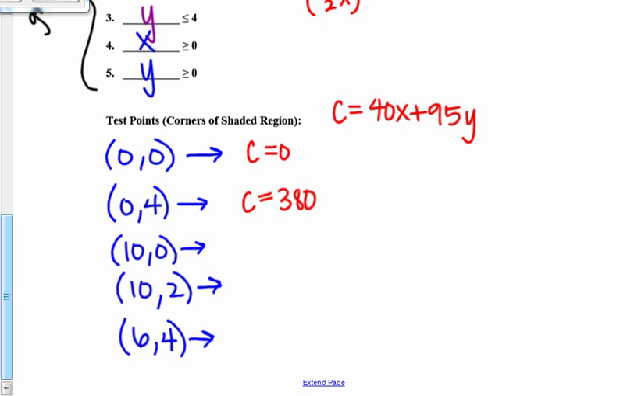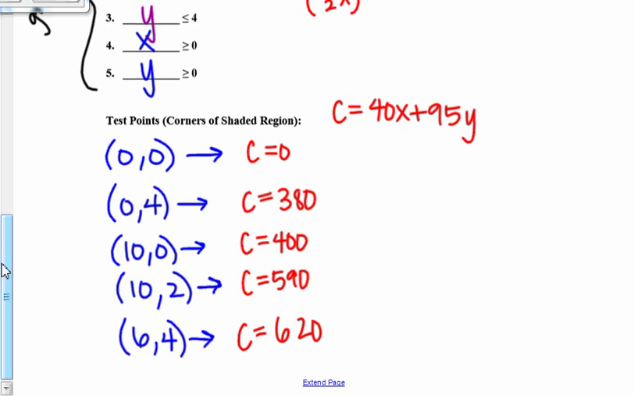When I plug in 10 for x and 0 for y, I get c equals 400. When I plug in 10 for x and 2 for y, I get c equals 590. And then when I plug in 6 for x and 4 for y, I get c equals 620.